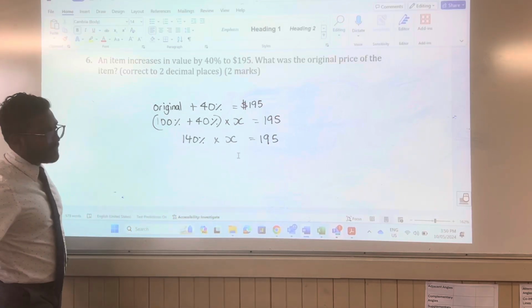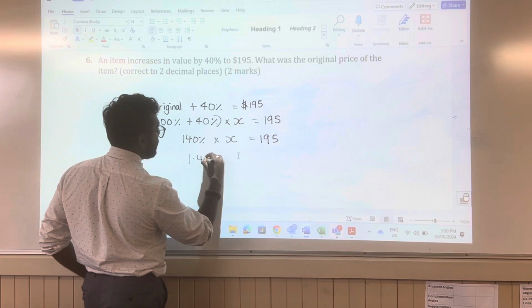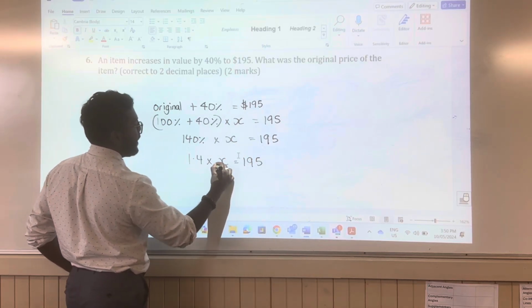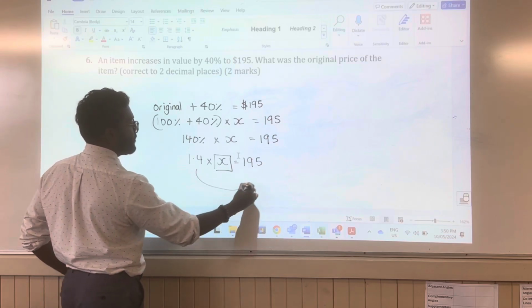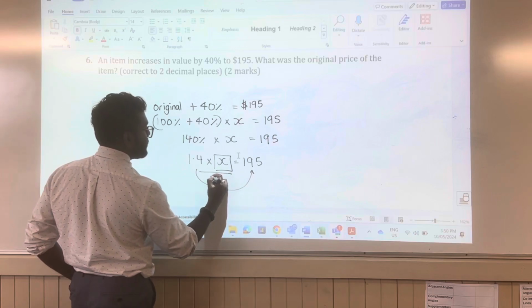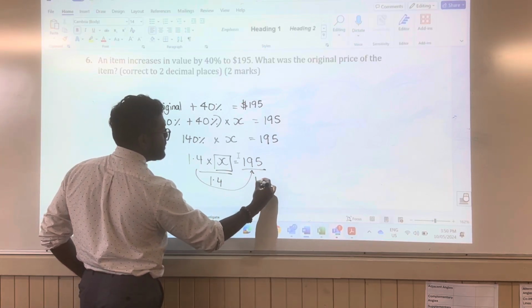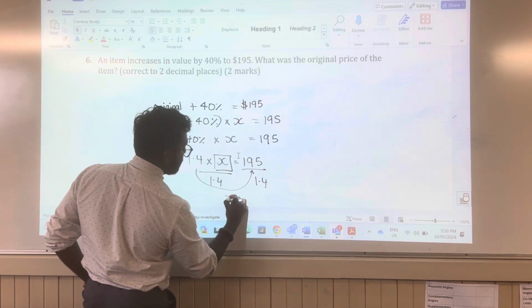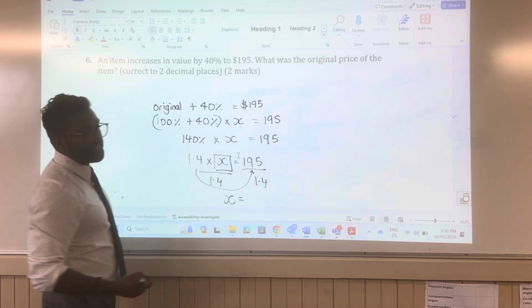Okay? So 1.4 times x equals 195. How do I solve for my x? I've got to bring this to the other side. How do I bring it? I've got to divide this side by 1.4, this side by 1.4. And then you'll have the price of x as your final answer.